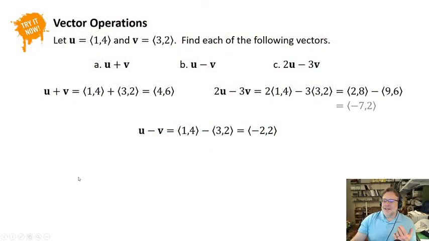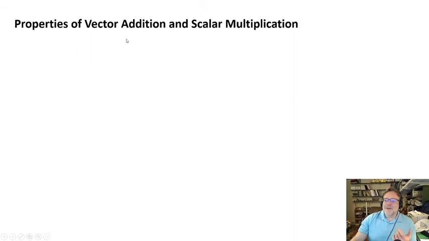If you take a number and you add the negative of that number, 3 plus negative 3, that's always going to be 0, so they'll sort of cancel each other out, like 3 minus 3. That's another property of mathematics here, and we're about to see that these vectors have very similar properties as well. So here are some properties of vector addition and scalar multiplication.